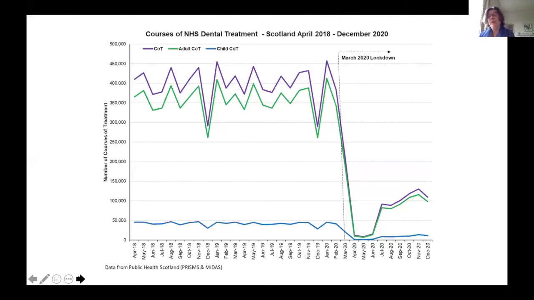And again, here is data being seen for the first time. What this graph conveys is the number of courses of treatment, and this is Scotland. And as you can see, there was a dramatic fall of 94% in March last year. It has increased, but certainly not to pre-COVID times. The figures may be slightly different, and I would expect maybe in England it could be higher.